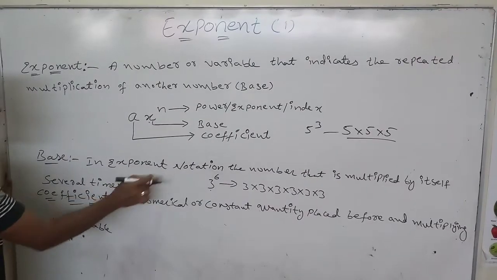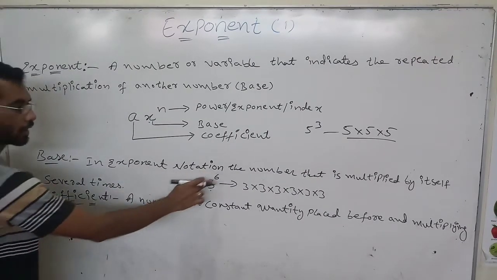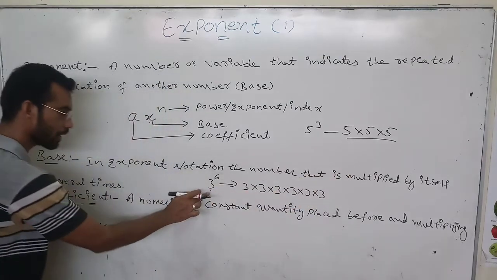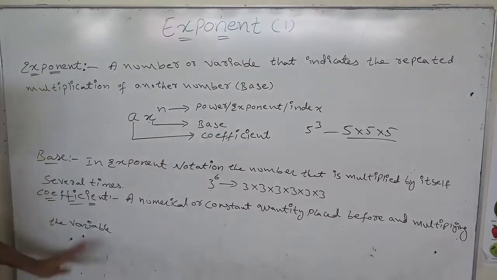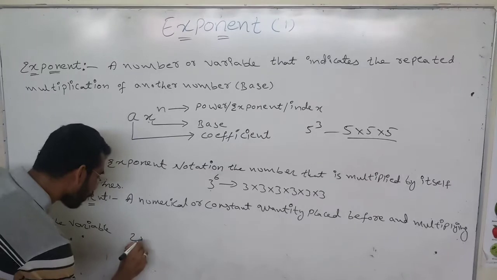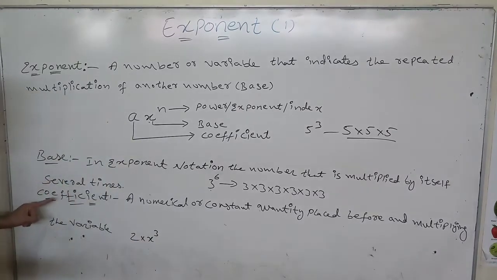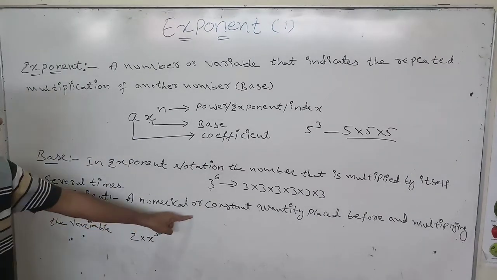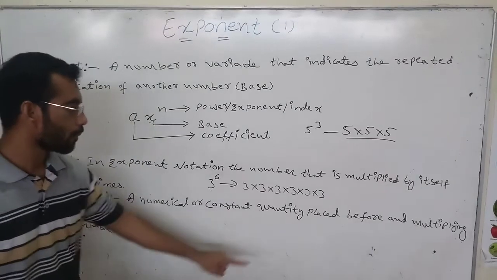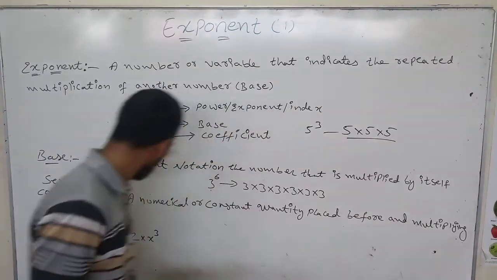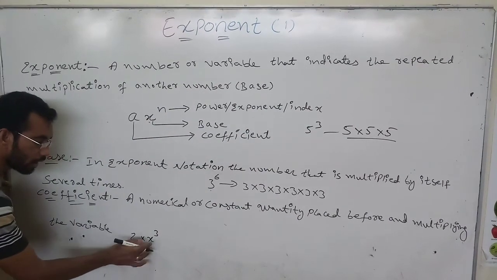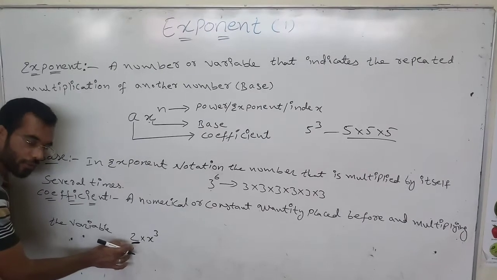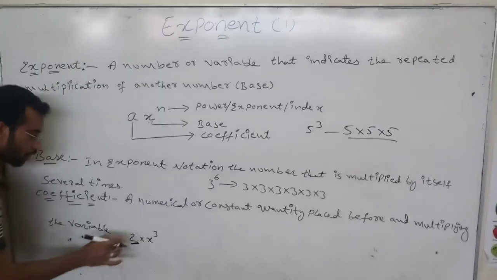In exponent notation, the number that is multiplied by itself the given number of times is called the base. Now what is coefficient? A numerical or constant quantity placed before and multiplying the variable. 2 is placed before the variable. So 2 is called the coefficient.